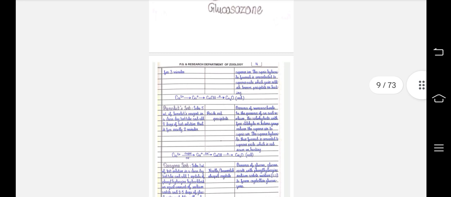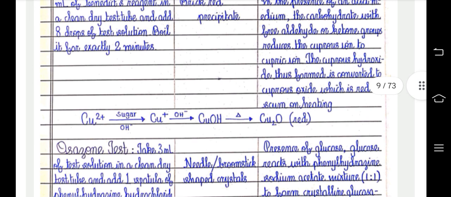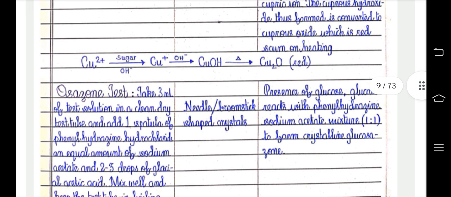Next, Benedict's test. Take 5 ml of Benedict's reagent in a clean dry test tube and add 8 drops of test solution. Boil it for exactly 2 minutes. Brick red precipitate: presence of monosaccharide. The carbohydrate with free aldehyde or ketone groups reduces the cupric ion to cuprous ion. The cuprous hydroxide thus formed is converted to cuprous oxide, which is red scum on heating. Cu2+ turns to Cu+, giving Cu2O, red color.